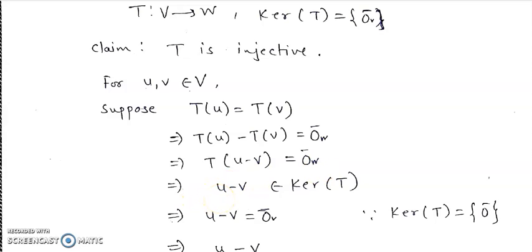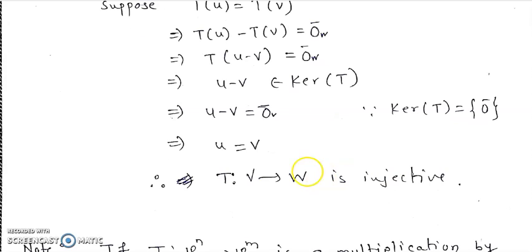This implies u minus v belongs to kernel of T. This implies u minus v is a 0 vector in V since in kernel we have singleton 0 vector of V. This implies u equal to v, and therefore we get T of u equal to T of v implies u equal to v, and therefore T from V to W is injective.